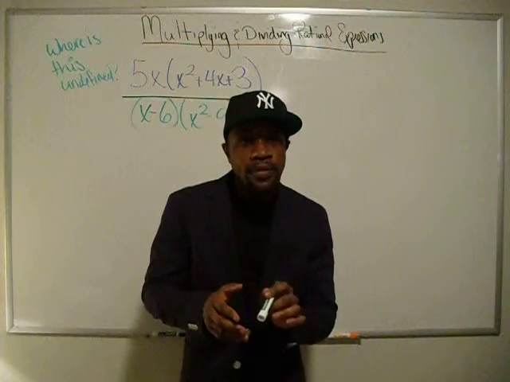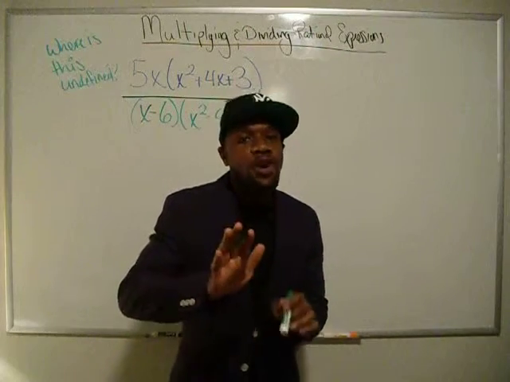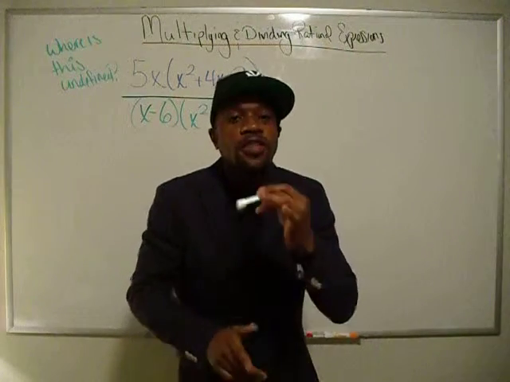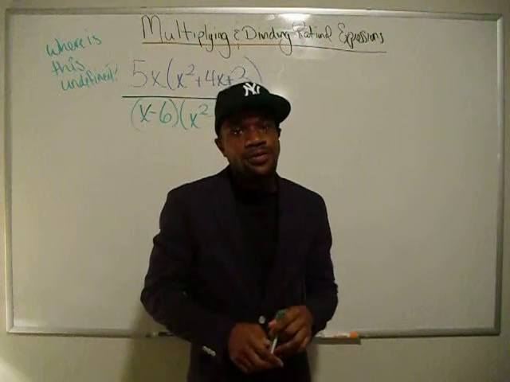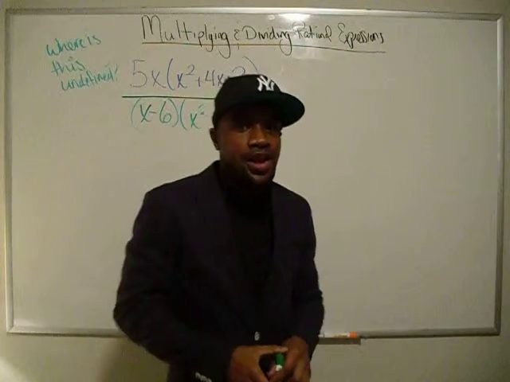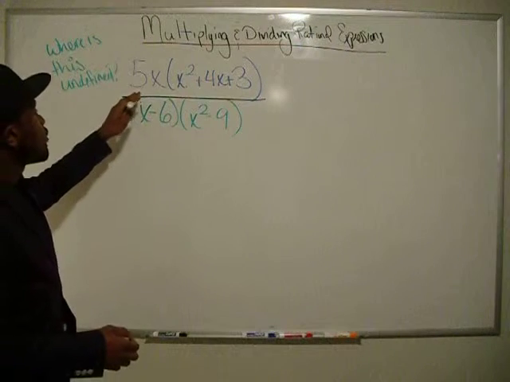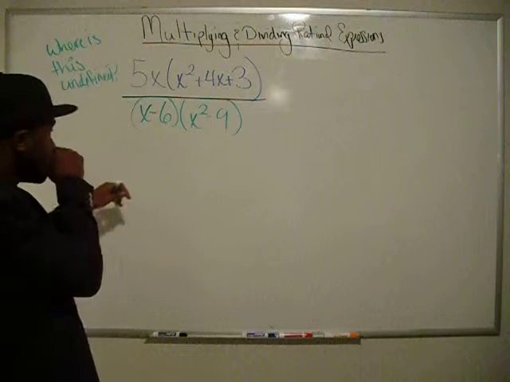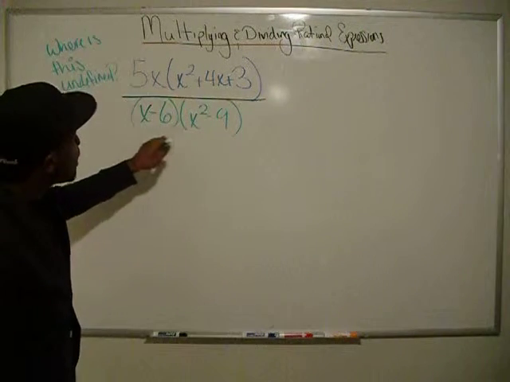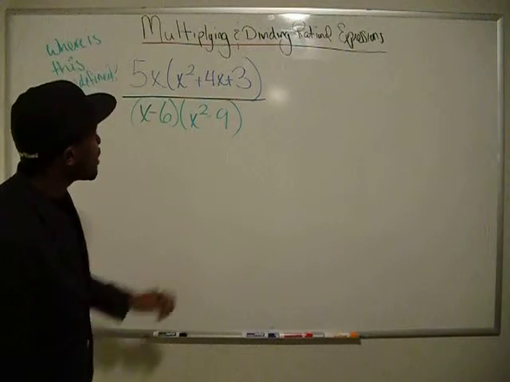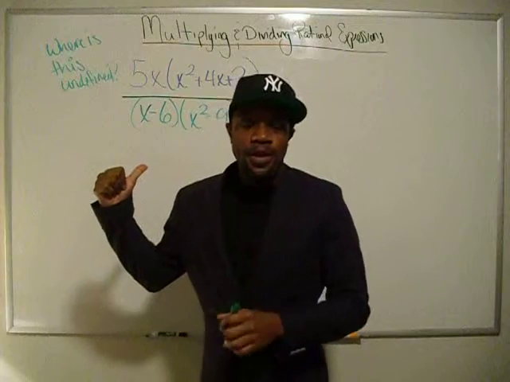It's a little bit more advanced, not much, and I also want to know what makes our rational expression undefined in this problem. So, walk with me for this journey. Here we go. First problem we have 5x times x squared plus 4x plus 3, divided by x minus 6 and x squared minus 9. The first thing you're probably asking yourself is, how in the world am I going to break this down?